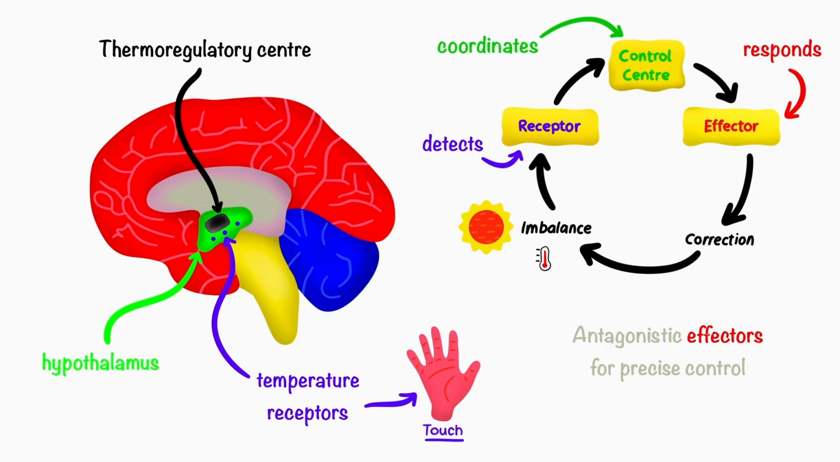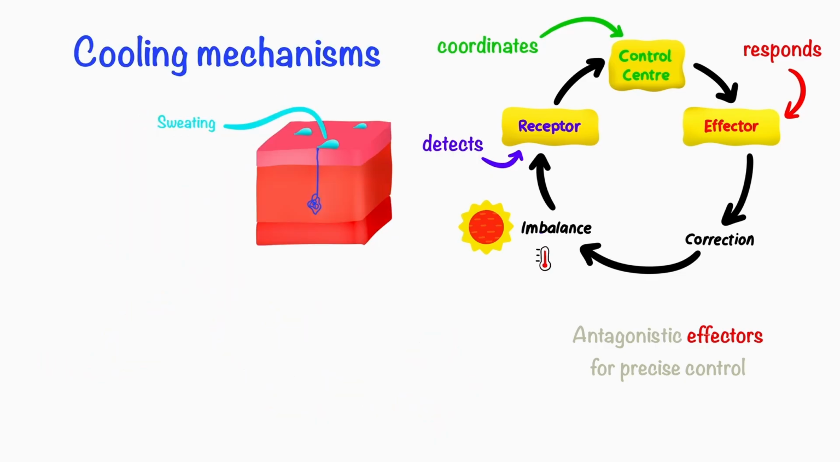Let's look more closely at the specific responses produced by effectors to counteract changes in body temperature. When you're too hot, several mechanisms activate to help cool you down. First, sweat is produced by sweat glands and evaporates from the skin. This evaporation process transfers energy to the environment, cooling the body.